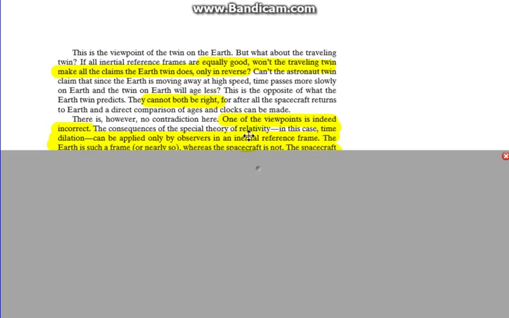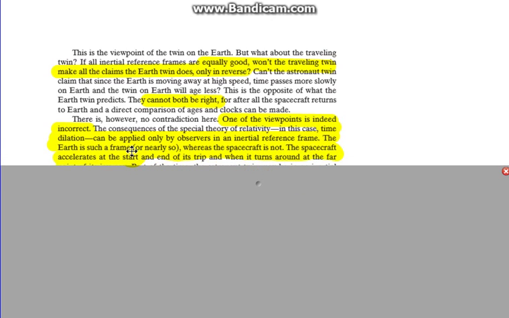The consequences of special relativity, in this case time dilation, can be applied only by observers in an inertial frame of reference. So it has to be an inertial frame. The Earth is one, or nearly so, because if you think about it, the person on the Earth is standing essentially at rest. The ship is moving away from it and then coming back. The spaceship is an inertial frame when it's going at constant speed, but again, it's going to be slowing down, speeding up, turning, which is a change in velocity, and coming back.